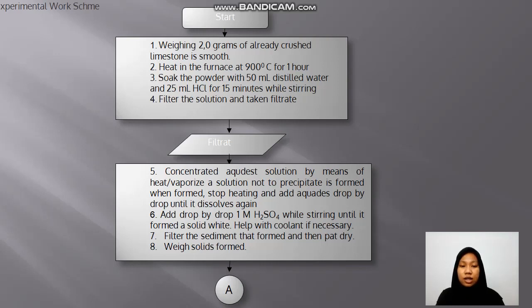Next, filtrate. Number 5, concentrate the aqueous solution by means of heat or evaporation. When a precipitate is formed, stop heating and add aquades drop by drop until it dissolves again. Number 6, add drop by drop 1 molar H2SO4 while stirring until a white solid is formed. Help with coolant if necessary.